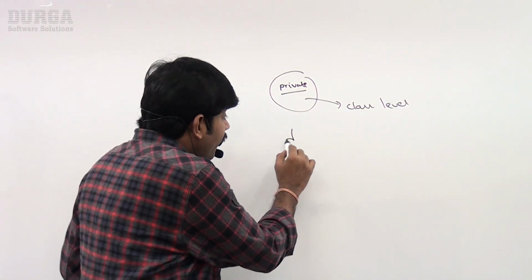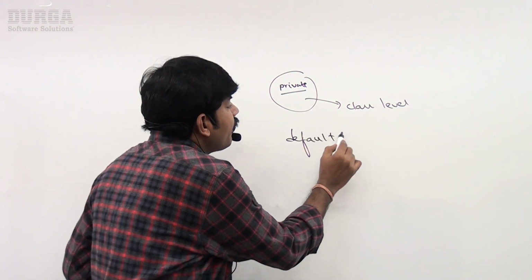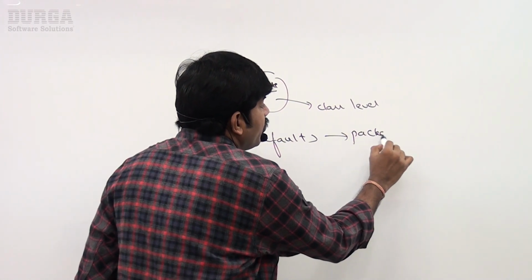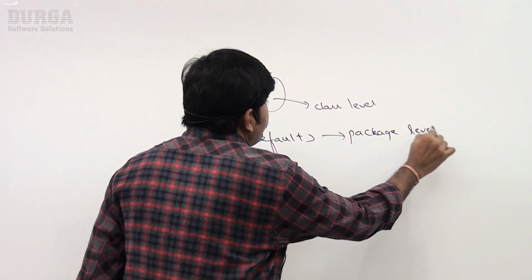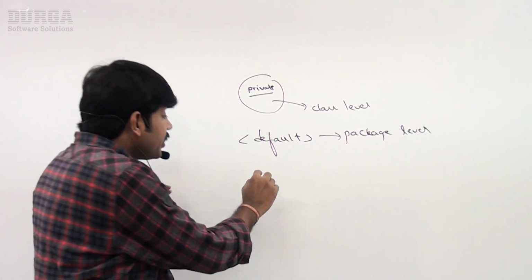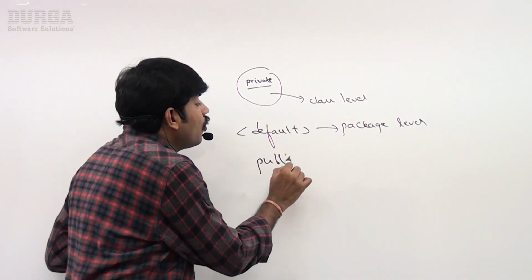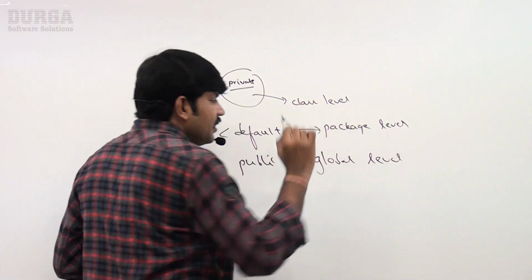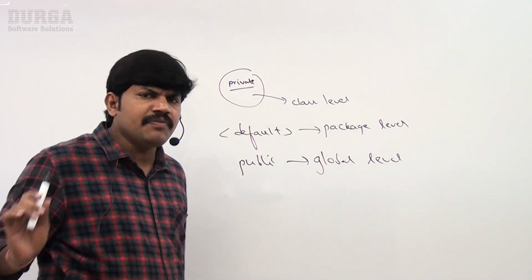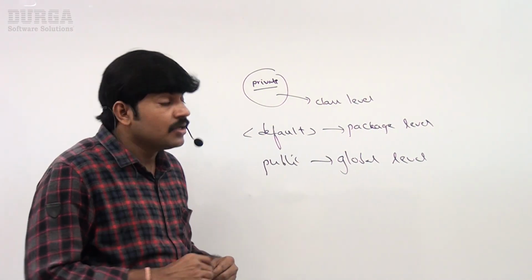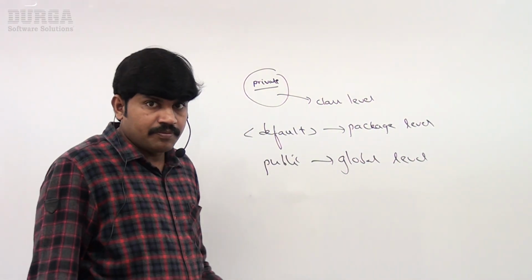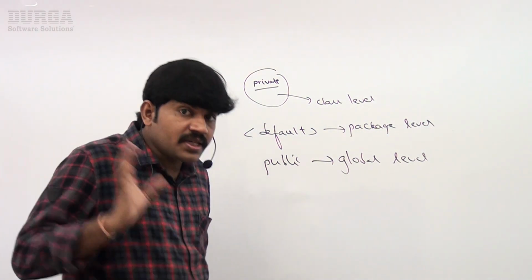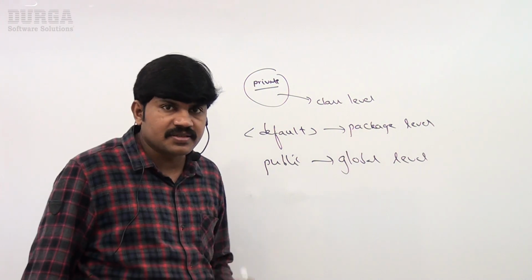Default means within the same package. That's why we can use the word package level. Next, public means global level. Any person can access it, either in the same package or outside package, anywhere, no problem at all. So a private member can be accessed within the same class, but from outside of the class we can't access it. Clear for all of you, right?